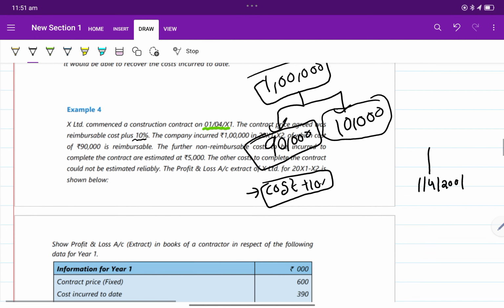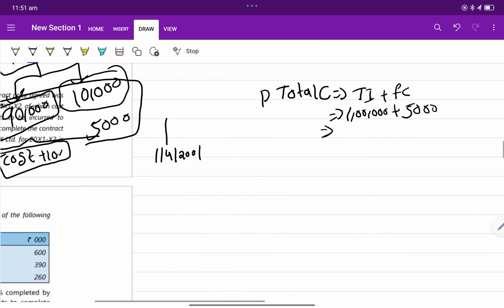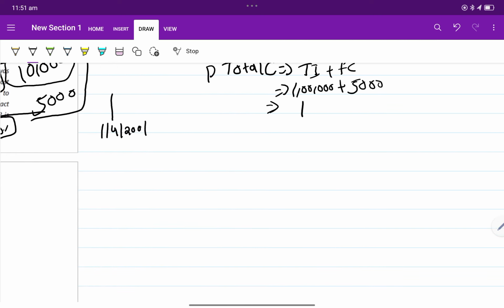Okay, next, the future cost to be incurred is 5,000 rupees, Nana. It is also non reimbursable. So what is the total cost? Cost incurred till the date plus future cost. What is the cost incurred till the date? 1 lakh rupees. What is the future cost? 5,000 rupees. What will be the total cost? 1 lakh 5,000 rupees, Nana. So 1 lakh 5,000 will be the total cost.